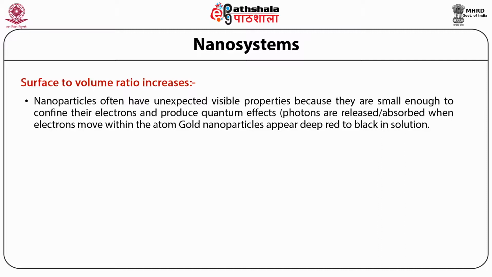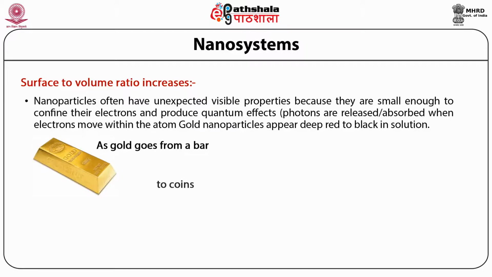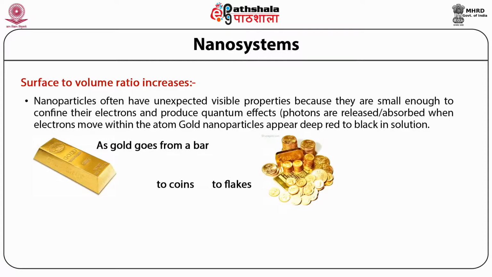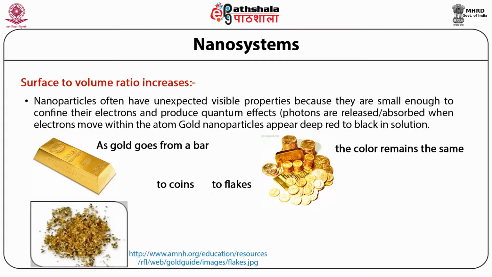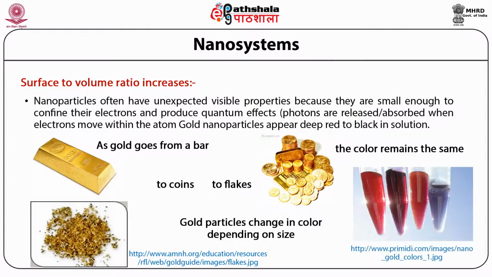Now, as you can see over here, as the gold goes from a bar to coin to flakes, as shown in these figures, the color remains the same. As you can see in the last figure, which shows the gold nanoparticles, the color changes depending on the size. That is, they appear deep red to black in solution.